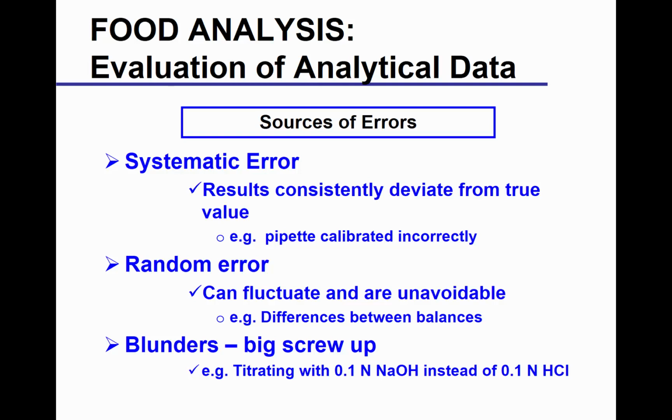Random errors could also be how you read the meniscus. You might read the meniscus in a pipette differently than your partner in the lab. So there will be so many different errors that you will judge whether they are random errors or systematic errors. We'll talk more about that in the lab.